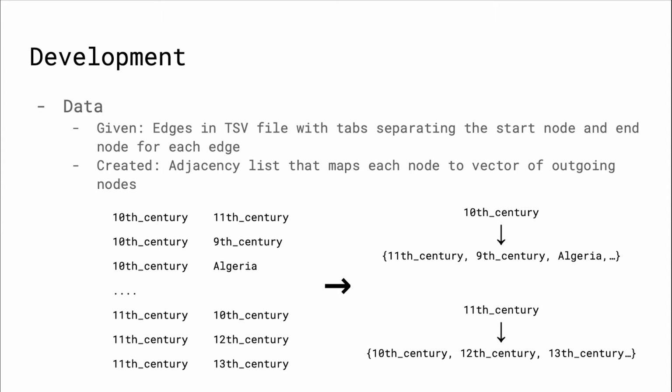In order to use our data and properly have our graph structured, we needed to parse our data first. We were given our data with edges in a TSV file where the tabs were separating the start node and the end node for each edge. Using this, we created an adjacency list that mapped each node to whatever edges that it led to.